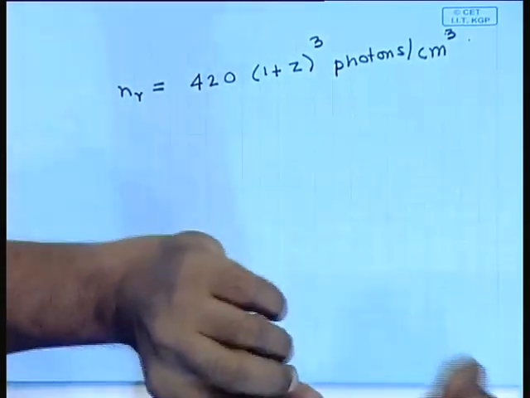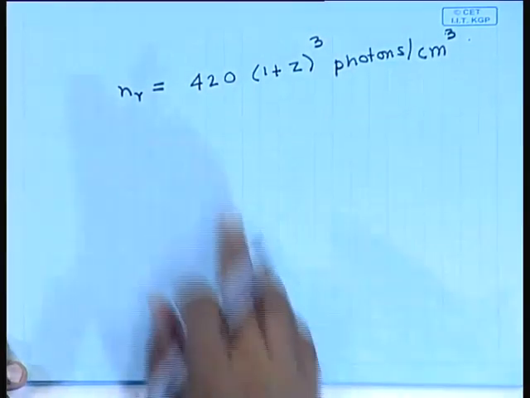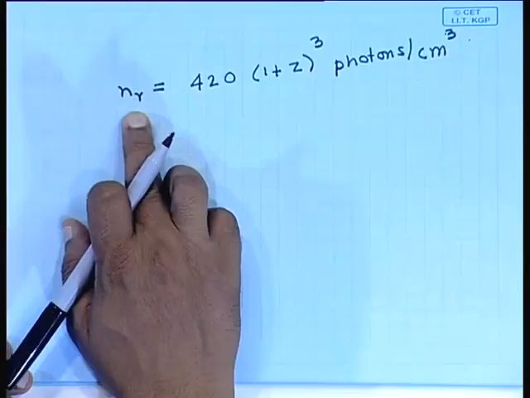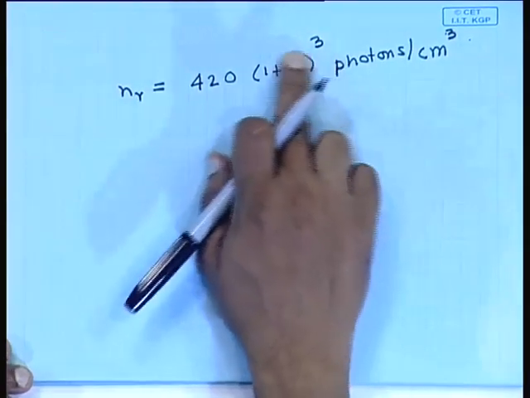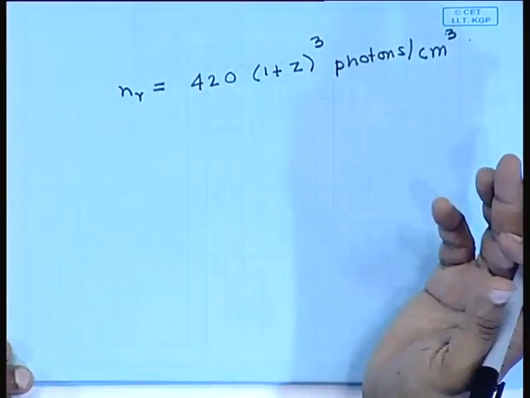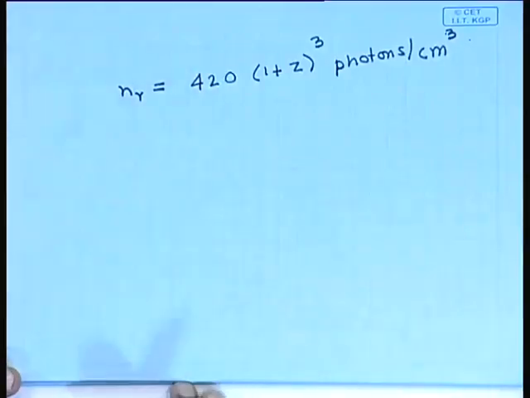Every centimeter cube of space now contains 420 of the CMBR photons, and with the redshift the temperature scales as 1 plus z. So the number density of photons scales as (1 plus z) cube. Another way of thinking of it is that the photons are conserved, so the number density scales as a to the power minus 3. So that is the photon number density.